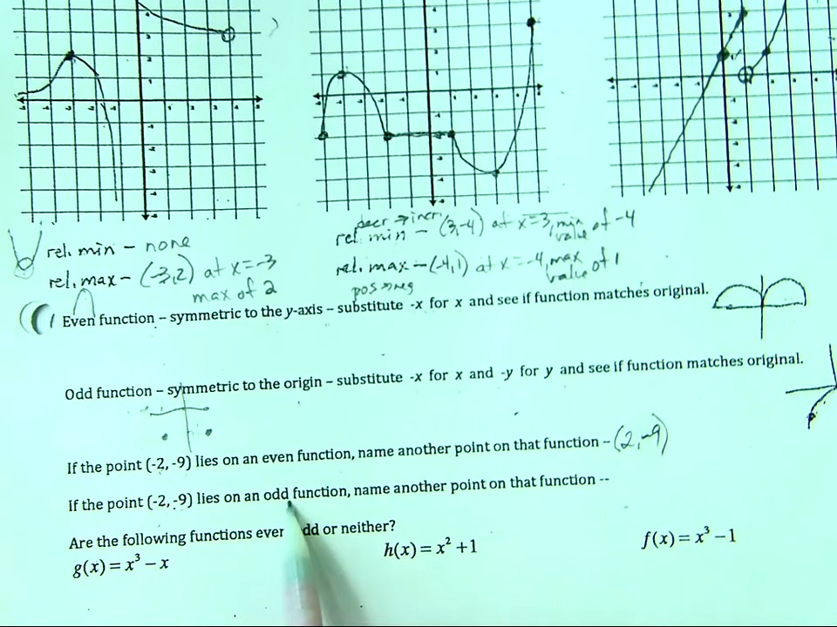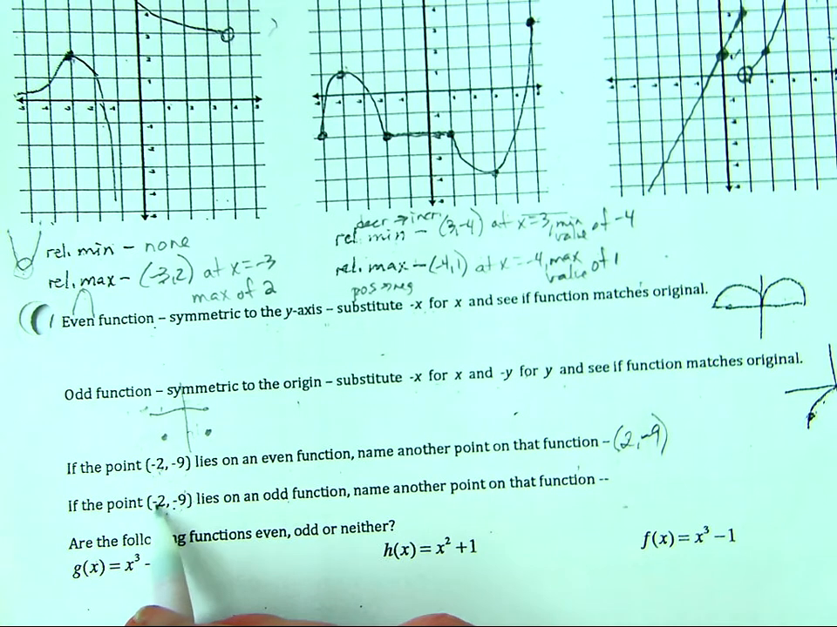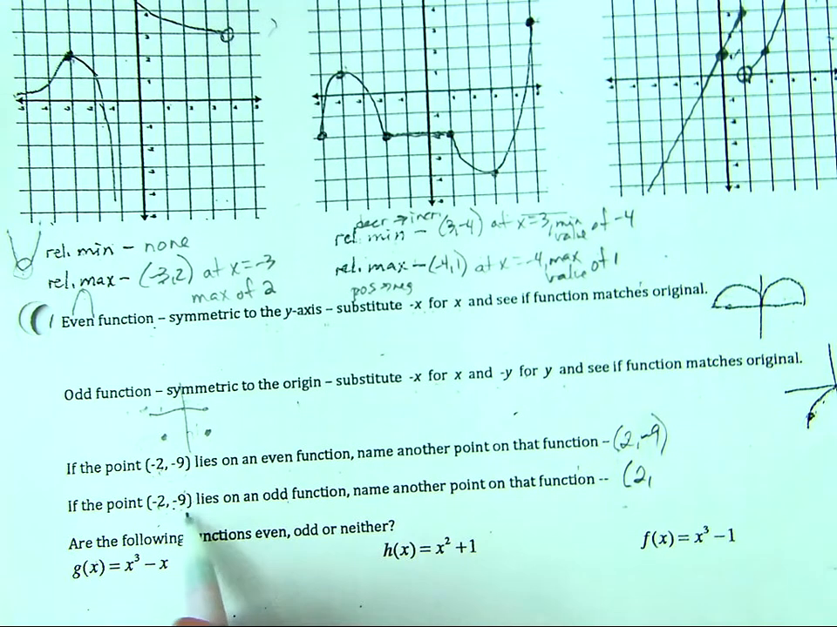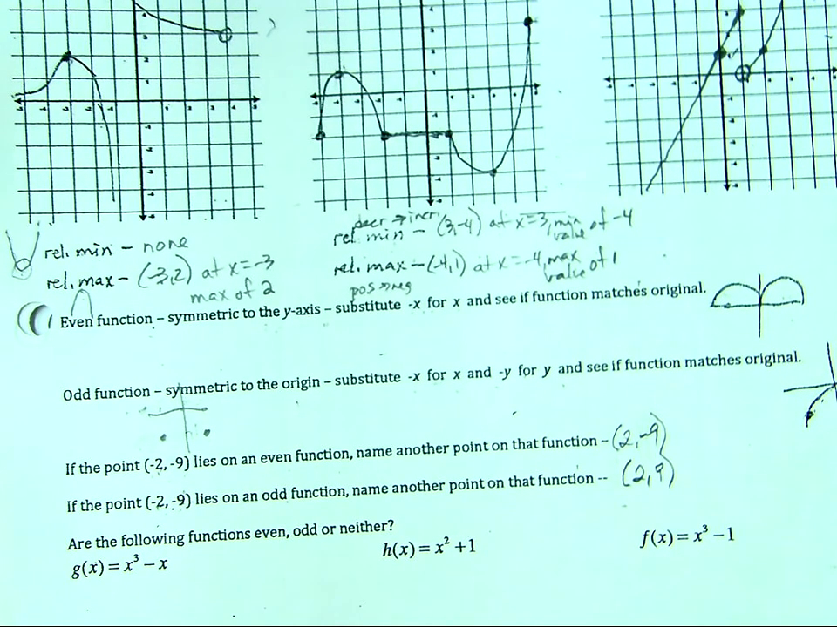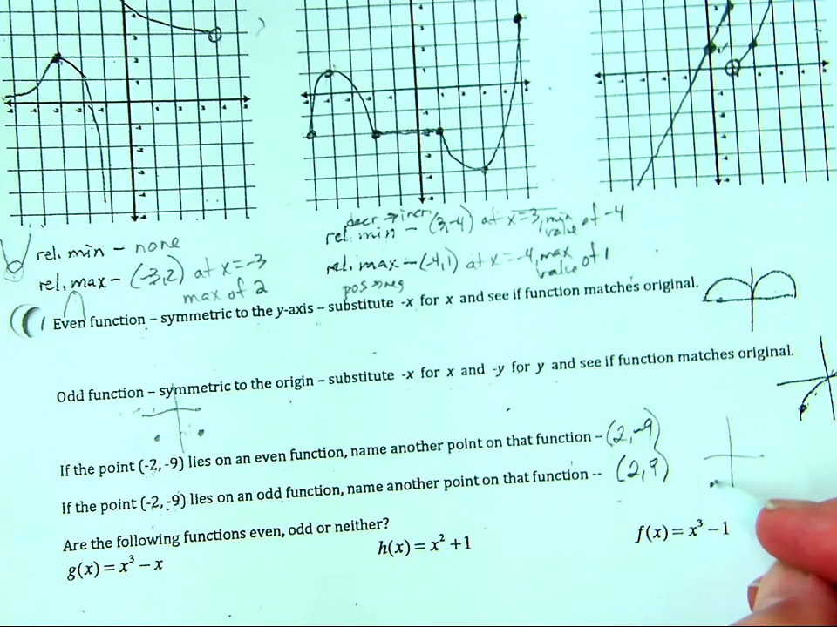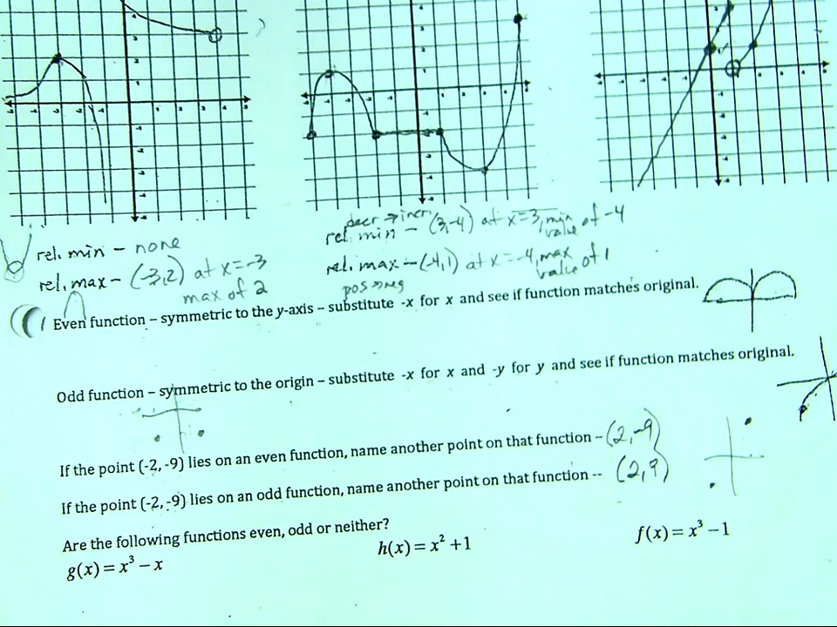Now, if it's on an odd function, it's symmetric across the origin. We're going to change both signs. Here, we just changed the sign on the x. Remember, if it's odd, we're going to put negative x for x and negative y for y. So we change the -2 to a +2, and change the -9 to a +9. Because if you think about that, -2, -9 is down here somewhere. If it's symmetric across the origin, shouldn't there be a matching point up here? So +2, +9.